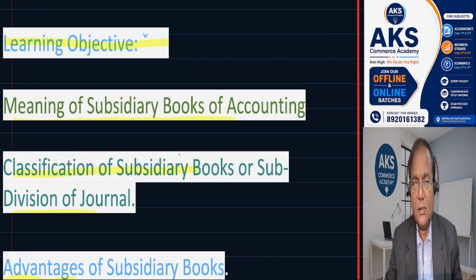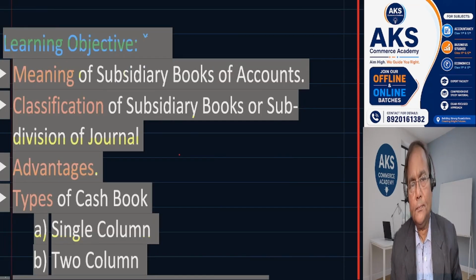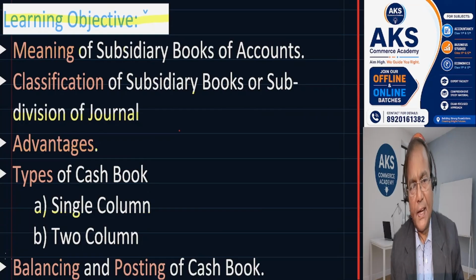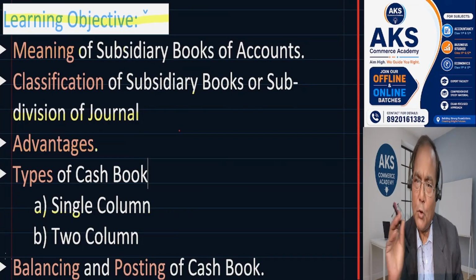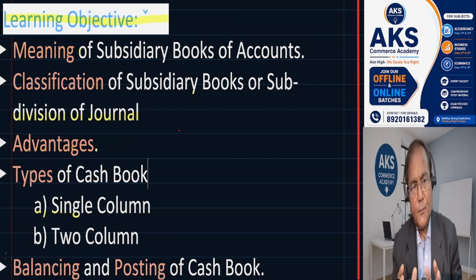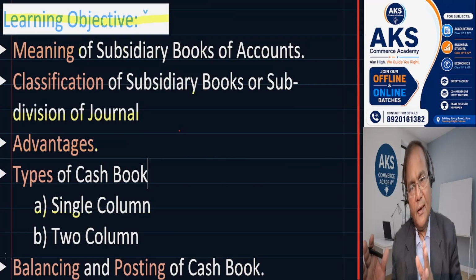So cash book, I'll tell you what is the learning objective that we are going to have today. The learning objective: meaning of subsidiary books of account, I have given you a preface about it. The subsidiary books, classification of subsidiary books or subdivision of journal, which is nothing but certain items will only be put up in journal, rest all can be put up in their respective subsidiary book.